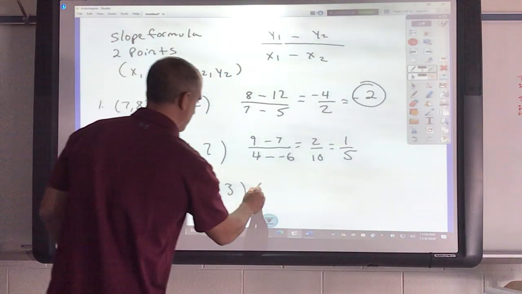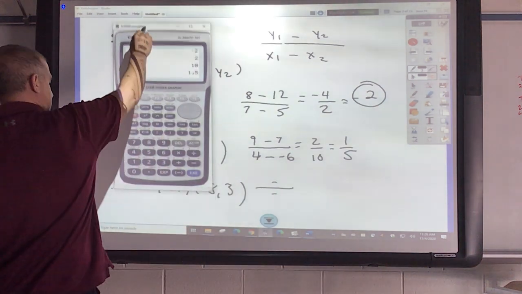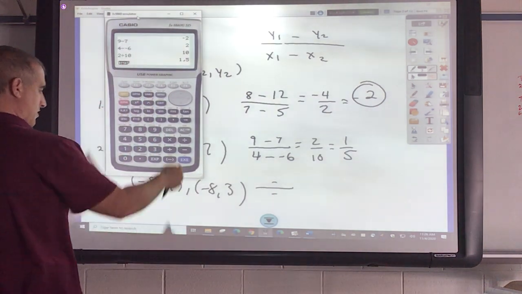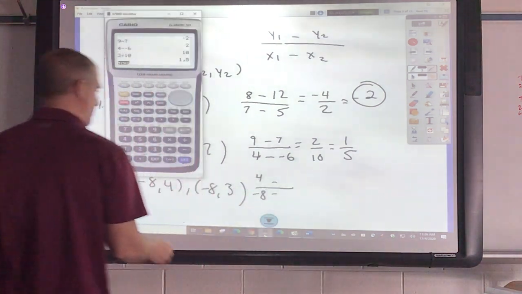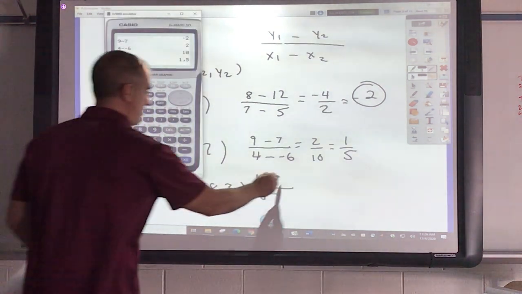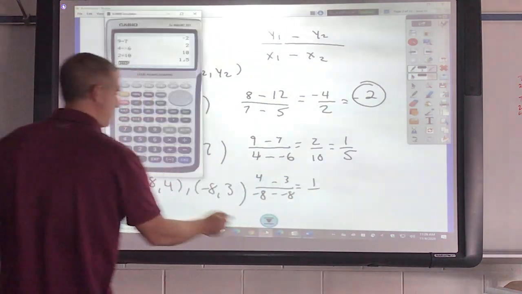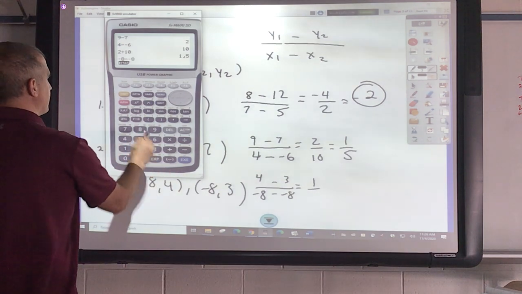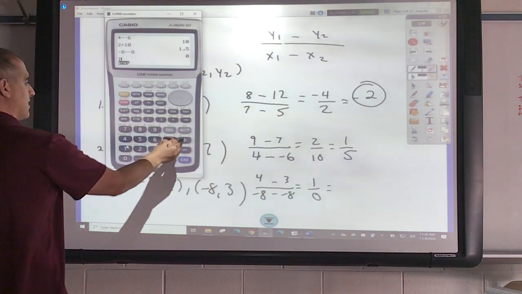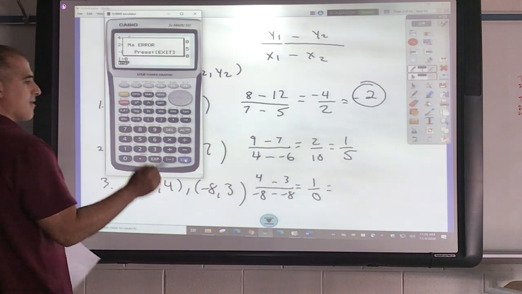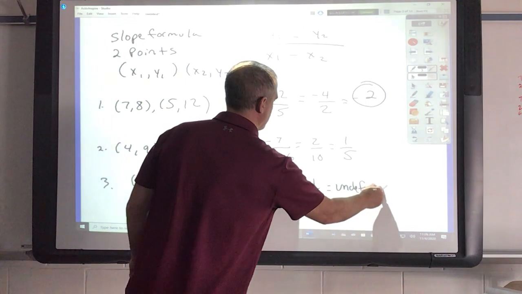Let's go ahead and do this one. Let's turn the wheel. I got 4 and negative 8. Turn the wheel: 3 and negative 8. 4 minus 3 is 1. Let's figure out what negative 8 minus negative 8 is. 0. 1 divided by 0. Now watch what your calculator says. Error. This is your undefined slope.